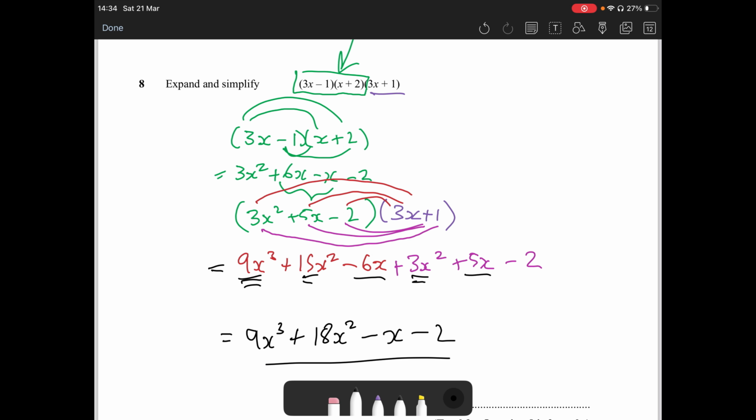So let me just double check the mark scheme. I'm pretty confident about this, but you never know.